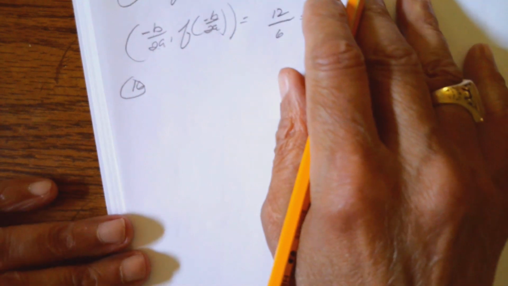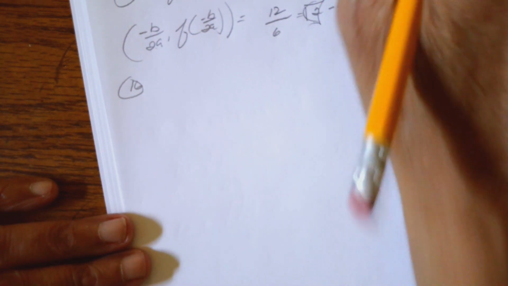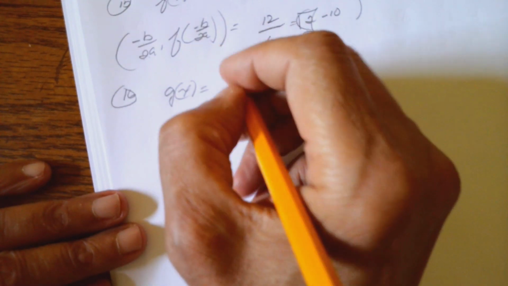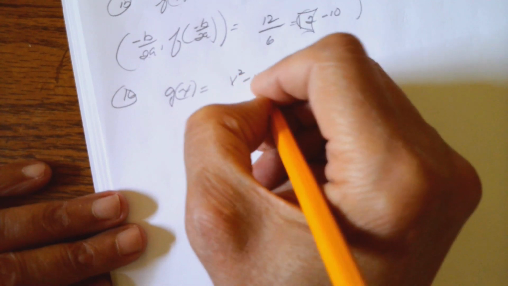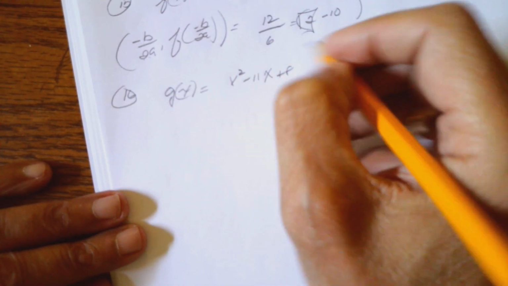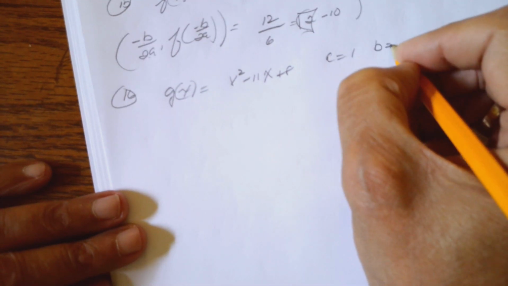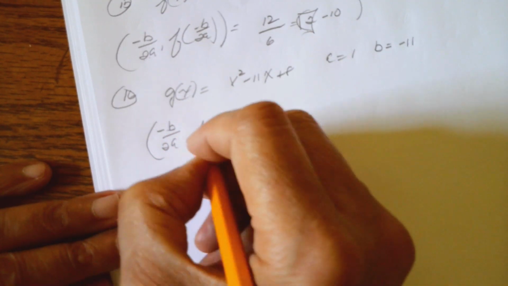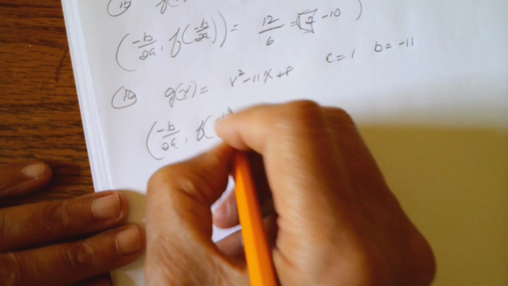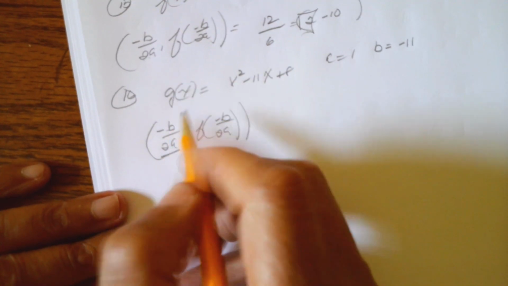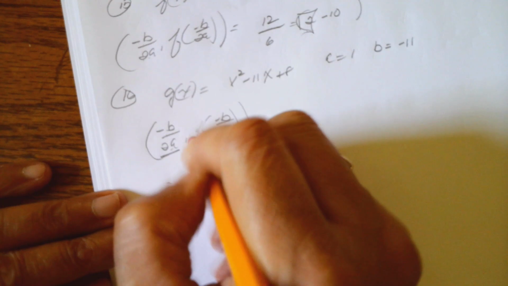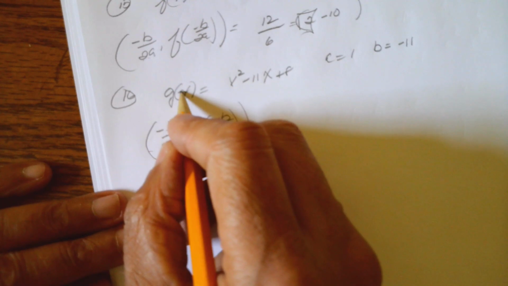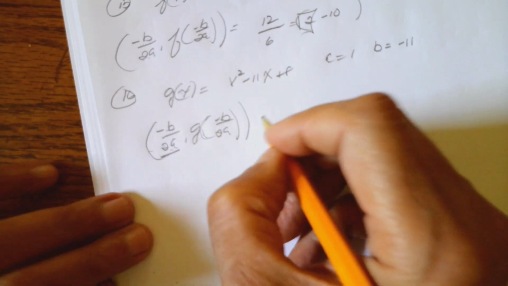Number 16. The function is defined as g of x equal to x squared minus 11x plus 8. My a value is 1, my b value is a minus 11. So my vertex is minus b over 2a, comma, f of minus b over 2a. Simply meaning once I know what this is, I put it back into the function. In fact, it wouldn't be an f. Function is defined as g, but the idea is once I found this value, pop it back into the function, and you'd find your y value.